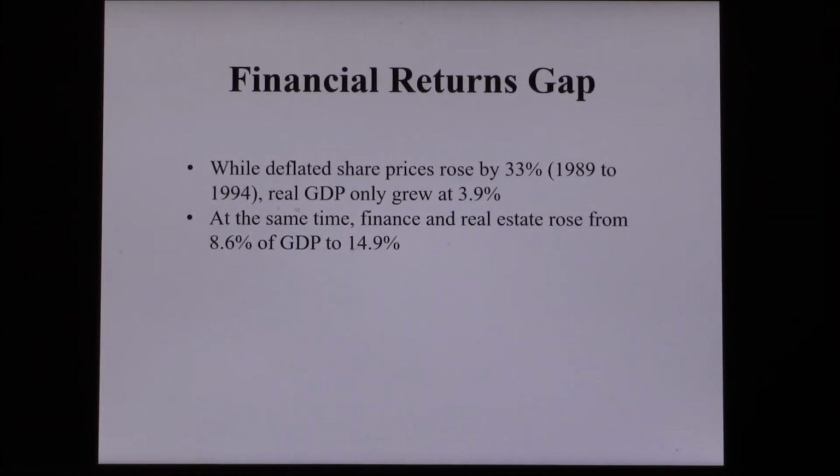Financial returns gap. I already showed you that. The deflated share prices rose by 33, while GDP only rose by 3.9. And finance and real estate really don't produce goods and services. They shift around ownership of things, and so they tend to be viewed as not particularly productive. This is not a dramatic increase, but how much they represented of GDP went from 8.6 to 14.9. So the idea here being that people were shifting away from investing in real production into just managing wealth, as I mentioned earlier.